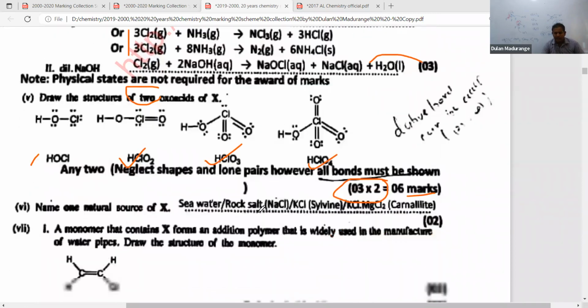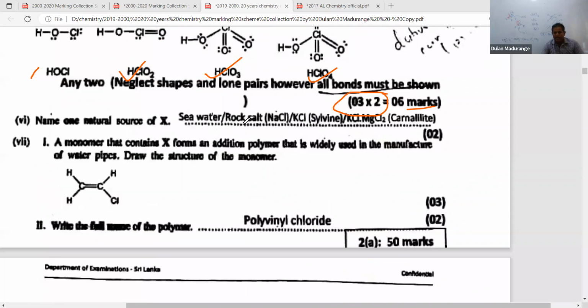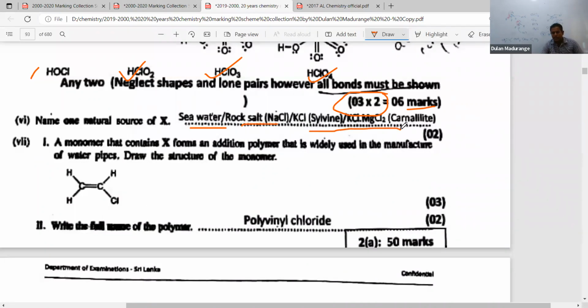After that, name the natural source. It is seawater, rock salt (sodium chloride or sylvine), or magnesium chloride (carnallite). You can write any of that and you get 2 marks for the natural source. Then the polymer is polyvinyl chloride, PVC, and then you have to draw the structure of this polyvinyl chloride monomer, right? It is the monomer of polyvinyl chloride.